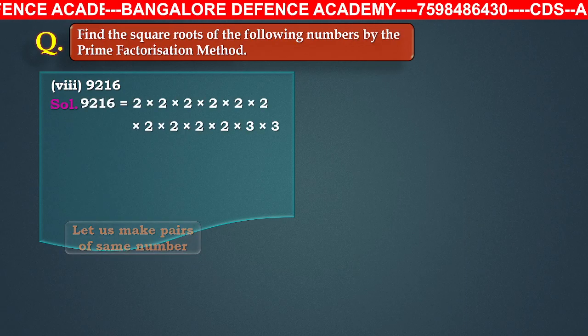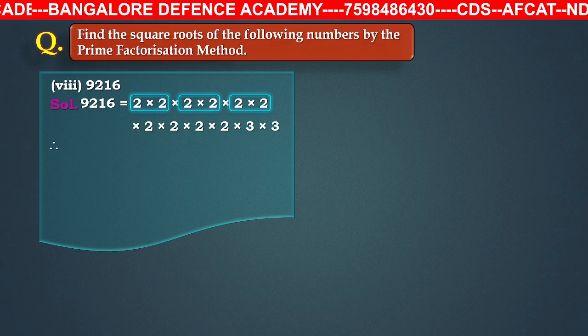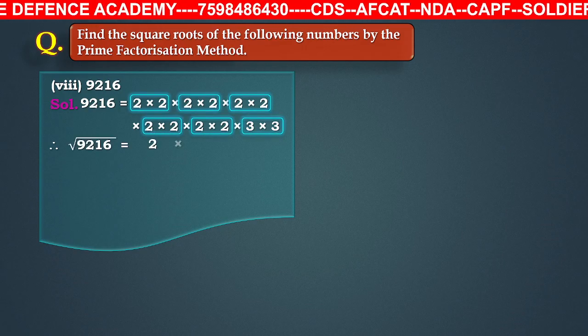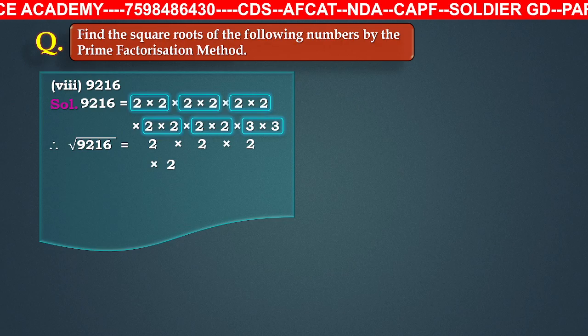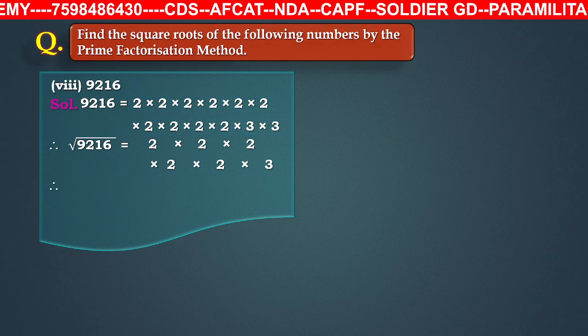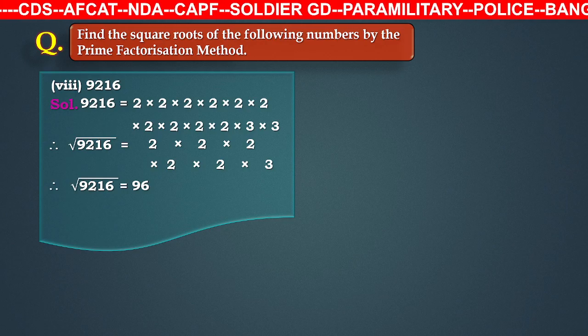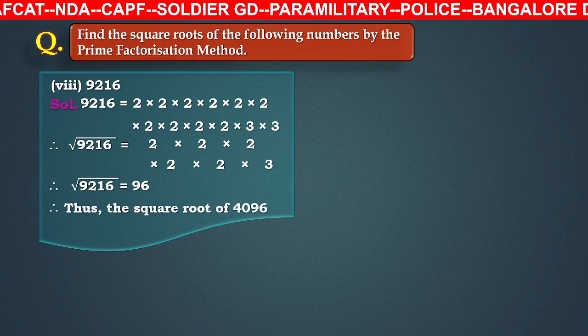Now I'm going to make it as a pair. Now from each of this pair I'm going to take one number outside. So this is 2, again this is 2. Like this, when you take all these numbers outside, finally when you multiply you get 96. The square root of 9216 is 96.